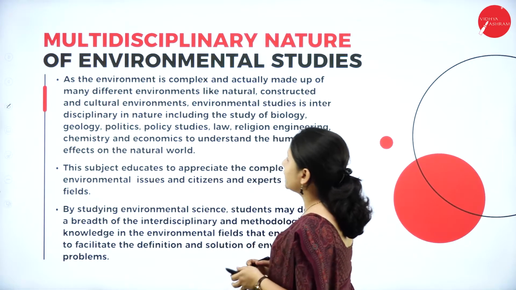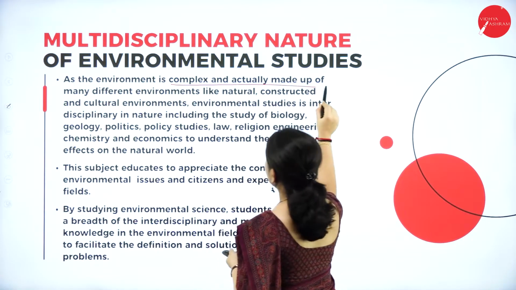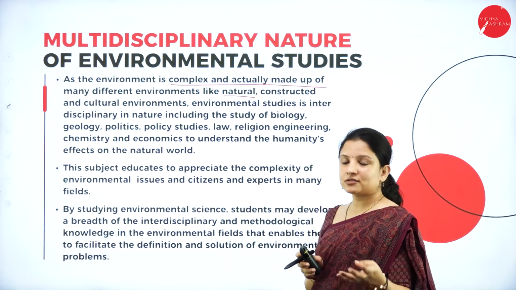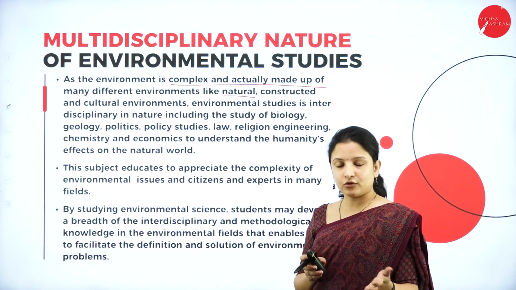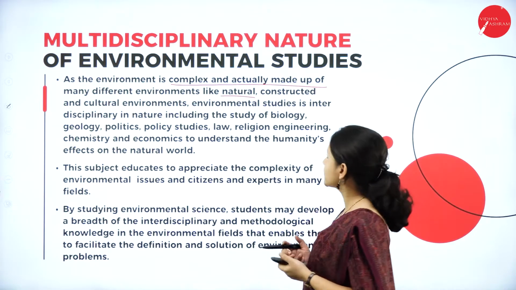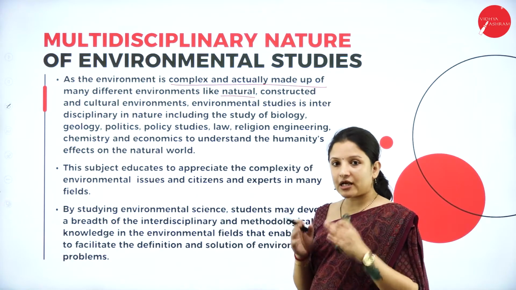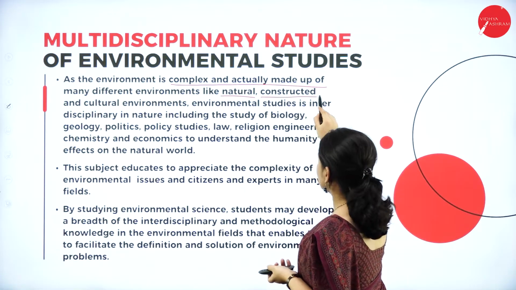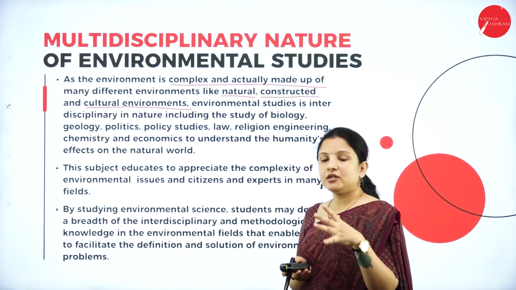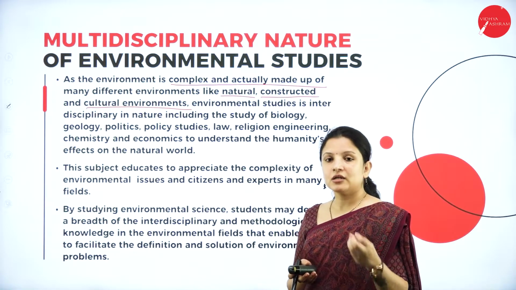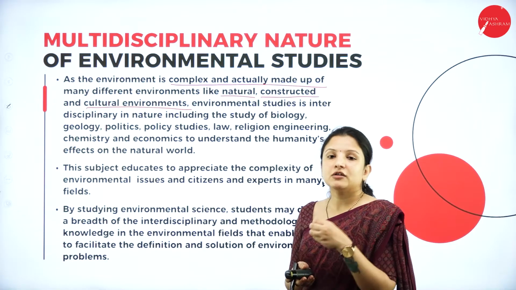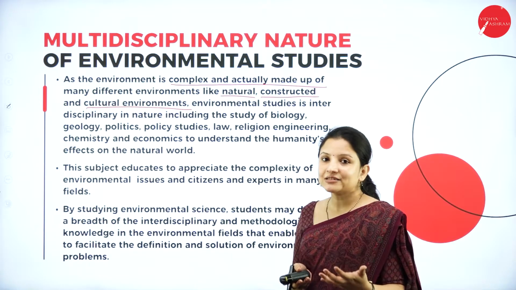Also, the environment is complex and is actually made up of many different environments. Environment can be natural. Forests are natural, the aquatic environment is natural, some terrestrial environments such as forests are natural, air is natural. But apart from natural environments, environments can also be constructed and cultural. For constructed environments, for example, you can create an environment inside an office. You can create an artificial environment in the form of parks, recreational centers, etc. Those are constructed environments.